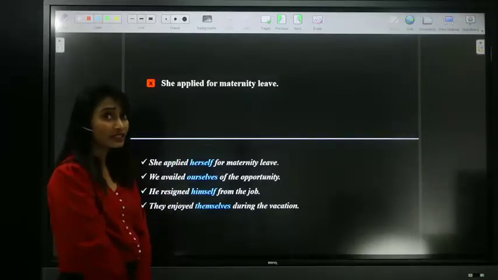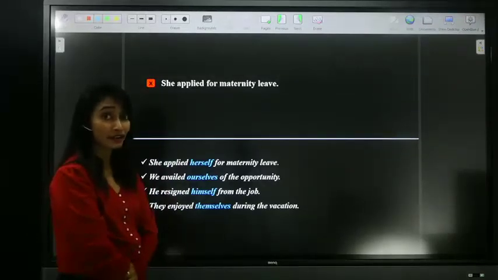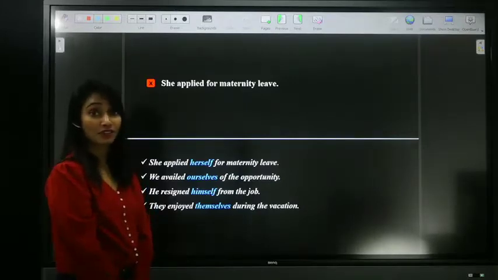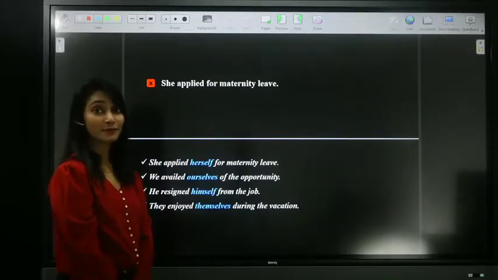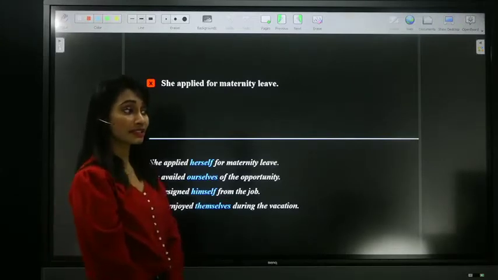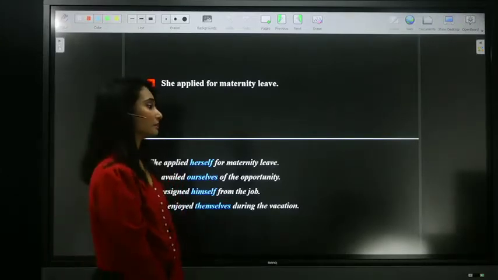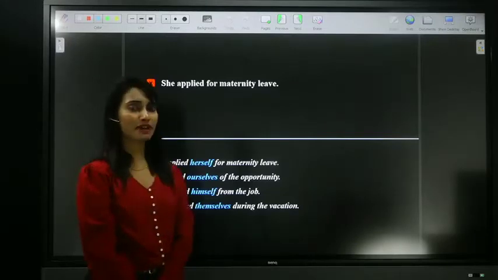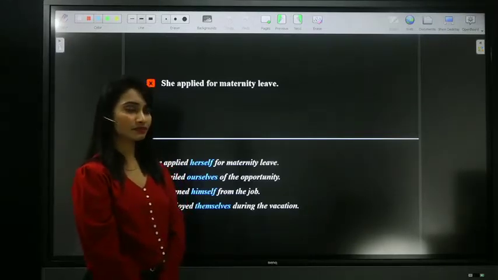So, already discussed. So we are applying, guys. You have to apply the theory part which we have discussed. Application is what you have to do in your exams. So mind that. She applied for maternity leave. Anyone?